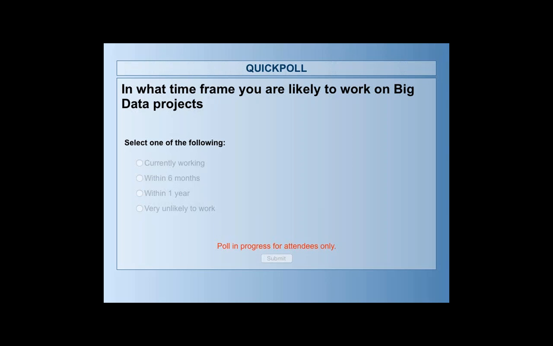So the current result is 60%, 50% are currently working on big data, and 25% will be working in the next 6 months. So almost 94% of attendees here would be working on big data. We have another 15 seconds to complete. I'm keeping it open. It looks like it has now stabilized, and 95% of the people here feel that there will be some big data project within a year. Thank you.